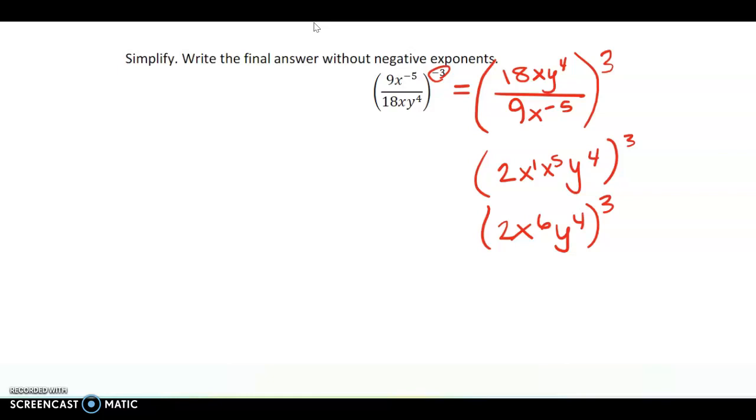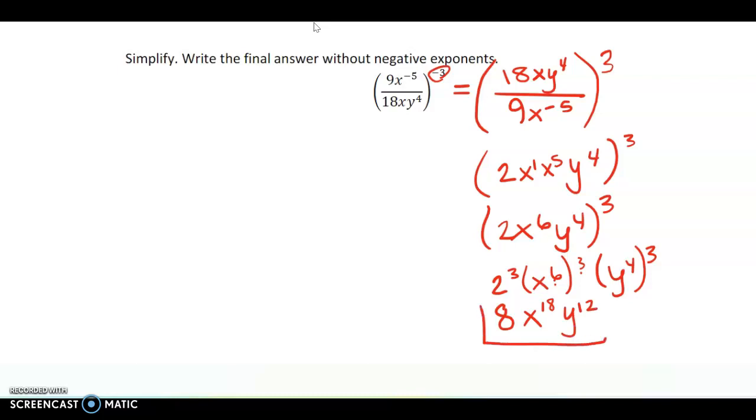Now keep in mind, this cube needs to go to every single part. So it will be 2 cubed, we'll have x to the sixth cubed, y to the fourth cubed. So each one of these needs to get that cubed. So 2 cubed is 8, 2 times 2 times 2. X to the sixth cubed, when I have a power to a power, that means I multiply, so x to the 18th. Similar here, 4 times 3, we multiply, so y to the 12th, and that would be the final answer.